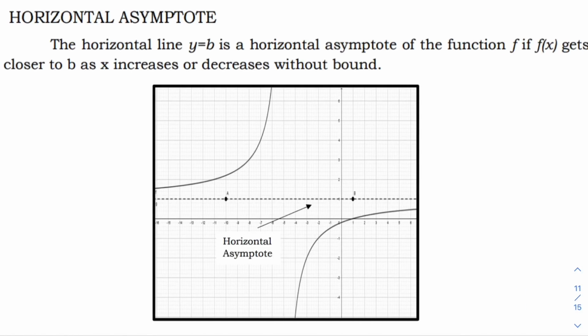So, the horizontal line y equals b is a horizontal asymptote of the function f if f of x gets closer to b as x increases or decreases without bound. So, dito guys, technically, ang difference lang ng ating horizontal asymptote kay vertical asymptote is yung asymptote natin dito is horizontal line. Okay? Kanina, meron tayong vertical line.